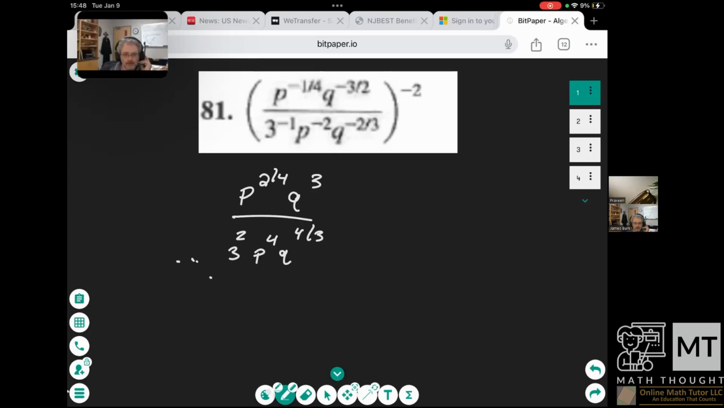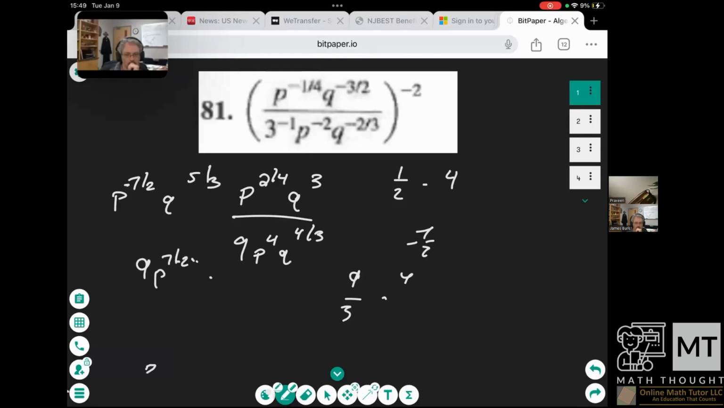Okay, so then that's 9. P to the 2/4 minus P to the 4th is 1/2 minus 4, which is essentially 1/2. Yeah, so that'll be -7/2. So that's P to the -7/2. And then Q, 3 minus 4/3. So 9/3 minus 4/3. So 5/3. So Q to the 5/3. So 9 P to the 7/2 over Q to the 5/3.